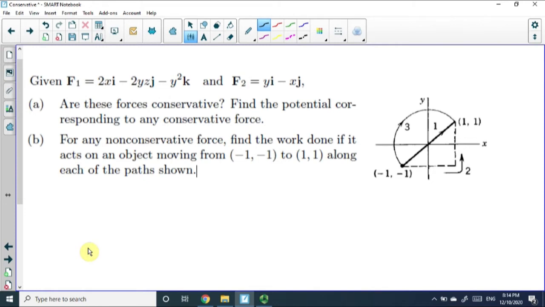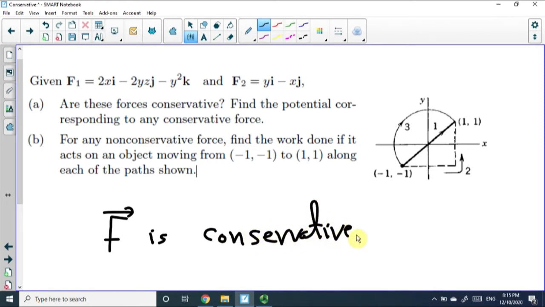Hi, welcome to part 2, where we talk about conservative and non-conservative forces. In the last video, part 1, we solved part A of this question. Well, in fact, we did not finish part A. Well, we proved that force number 1 is conservative. So that's an important step. And we explained the meaning of a conservative force.